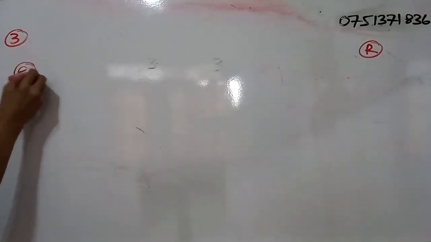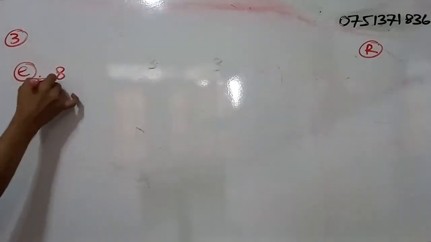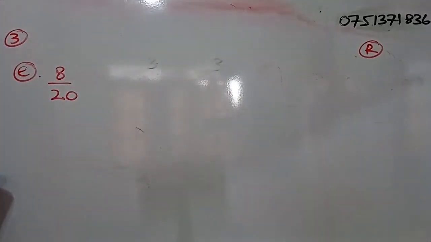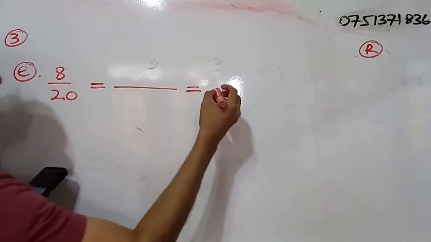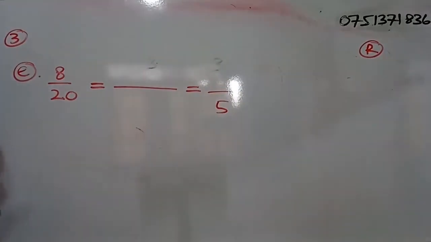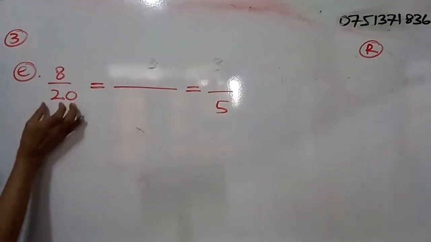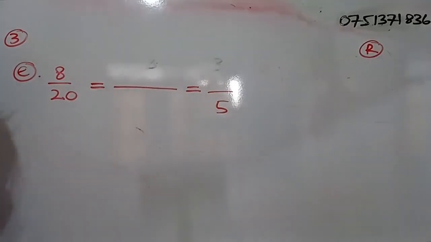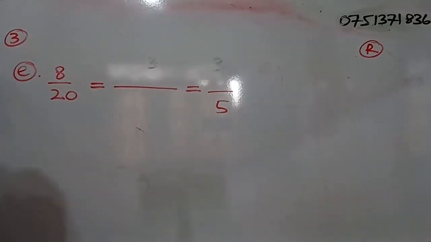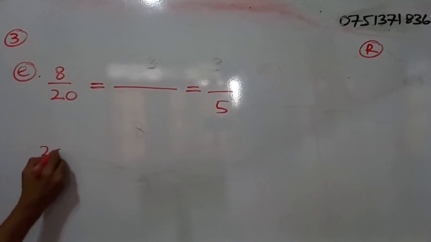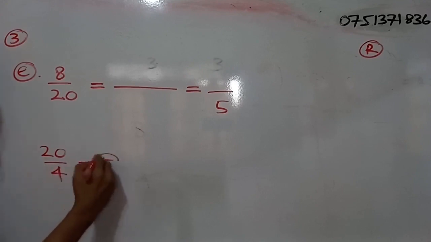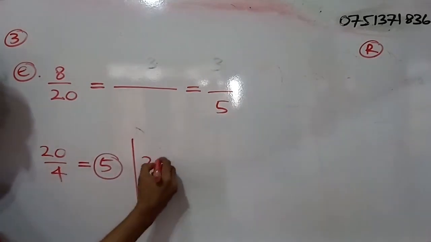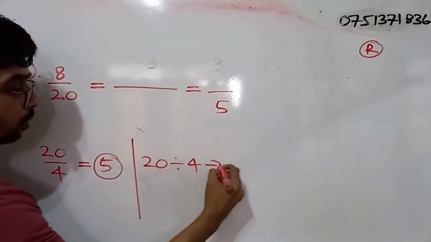E. What do we have? 8 by 20. So we have a complete blank here. So that is equal to, only the numerator has been given of the resultant fraction. How do we convert this 20 into a 5? By division. So 20 divided by 4, what do we get? 5. So the denominator has been divided by 4 to get to 5.